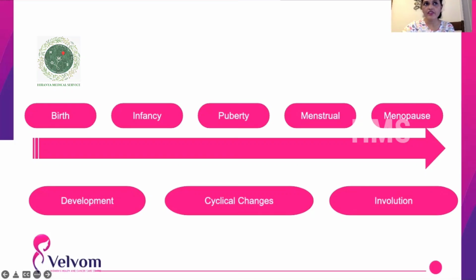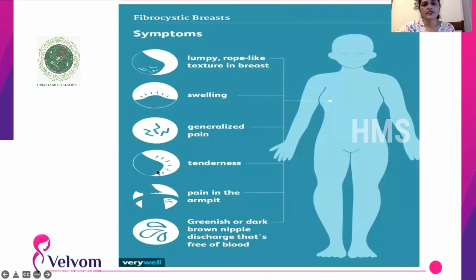Definitely there are deviations from the norm, which are called aberrations, and sometimes it becomes abnormal too. So the key is to find out whether it is normal, or a little bit of a deviation from the normal or an aberration, or is it something abnormal, a cause for concern, the main concern being, is it going to become cancerous or not. So the different feelings or symptoms that women present with include lumpy, rope-like or textured breast, swelling, pain, tenderness, pain in the underarms, and very rarely some amount of discharge.